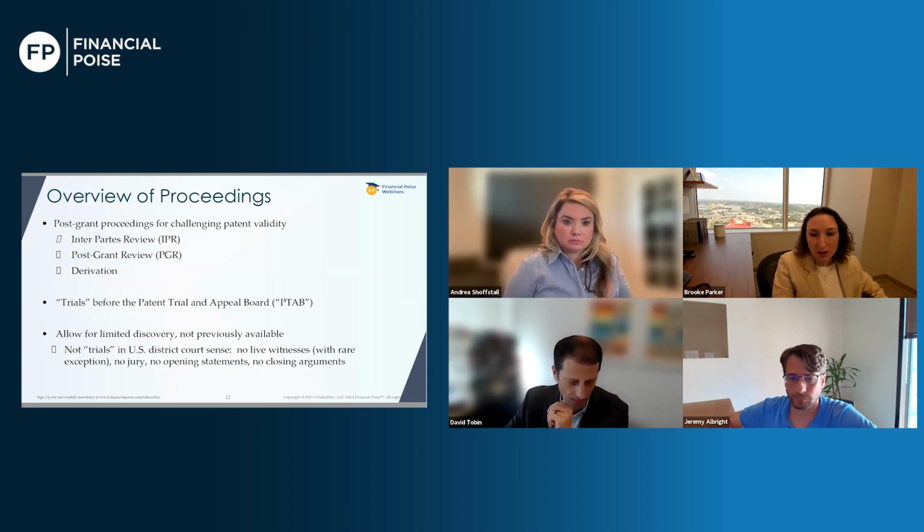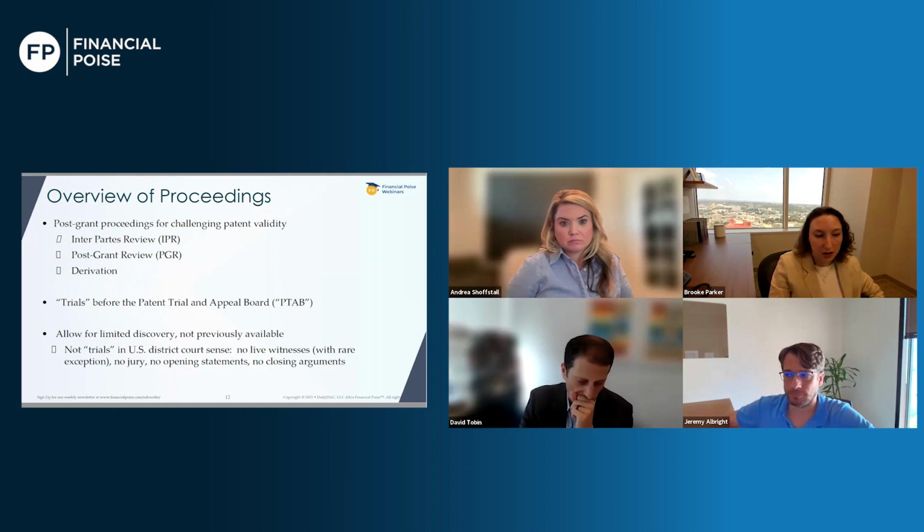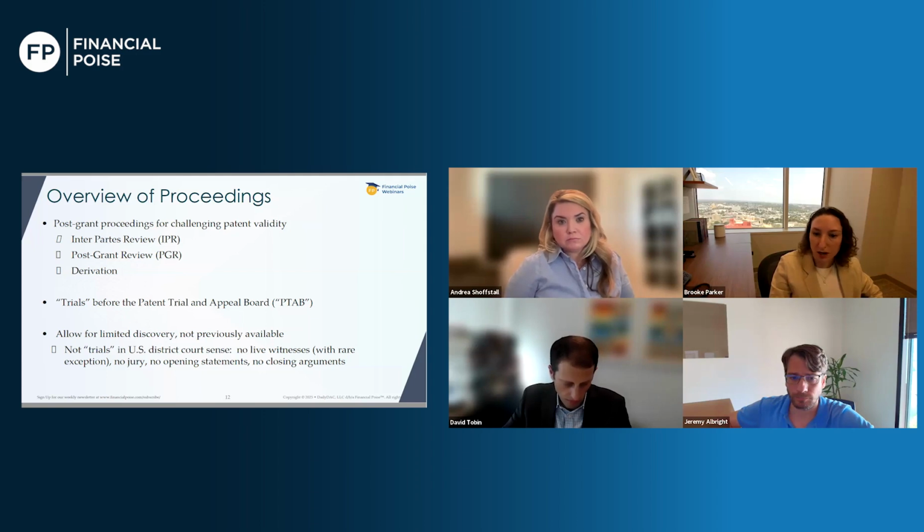After 2013, or starting in 2013, what we had is this first to file system. So if multiple people invented a particular invention, the first person who files an application with the patent office is the one who gets the patent. So even if somebody invented it first, they still wouldn't get a patent if they didn't file before the other person.